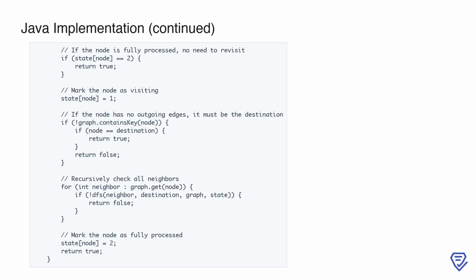Now, we recursively explore all neighbors of the current node. If any neighbor fails the check, we immediately return false. Finally, if all neighbors pass the check, we mark the current node as fully processed by setting its state to 2 and return true to indicate that all paths from this node lead to the destination.